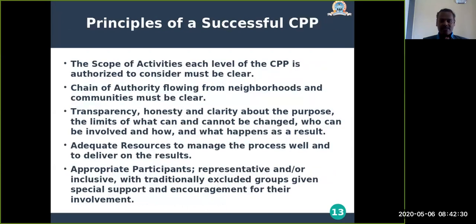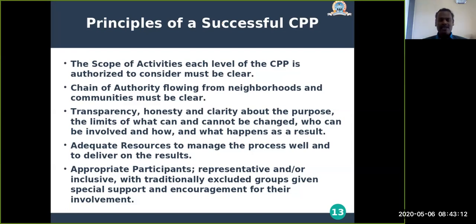Then the principles of any successful community participation program. The scope of the activities at each level that the CPP is authorized to consider must be clear. So when you're setting up a program, you need to create a scope for each level. Community participation must be developed. Then the chain of authority flowing from neighborhood to community must be clear. You need to set the chain of authority, whom you are supposed to meet at the next level, and the next. It's supposed to be clearly spelled out.